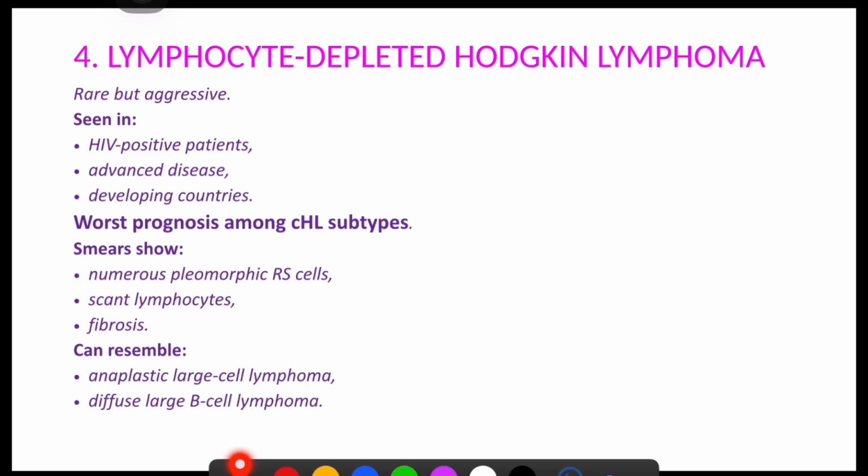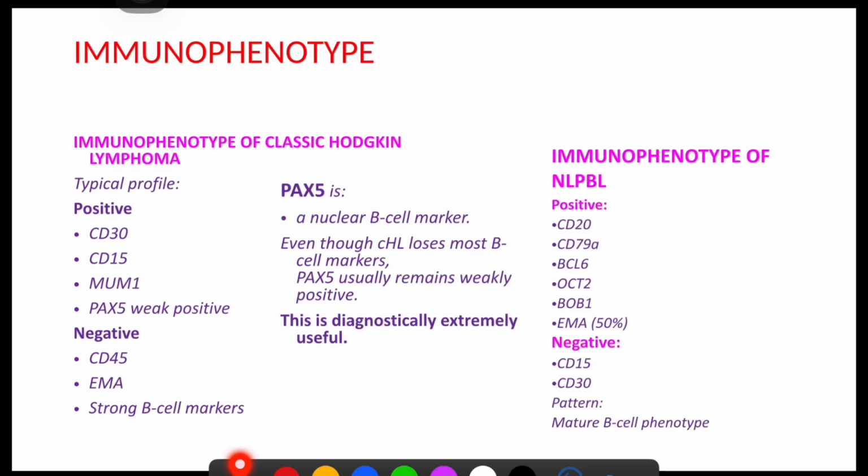Now, the fourth category, as the name suggests, is lymphocyte depleted. Here the smear shows scant lymphocytes, numerous pleomorphic RS cells, and fibrosis. It is rare but aggressive and has the worst prognosis among all the subtypes. It is seen in HIV positive patients, advanced disease, and developing countries, and it can resemble anaplastic large cell lymphoma or diffuse large B cell lymphoma.